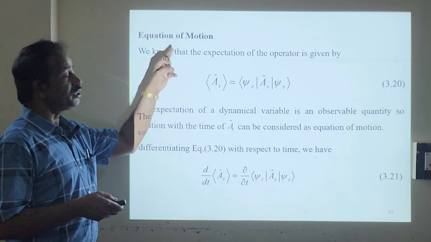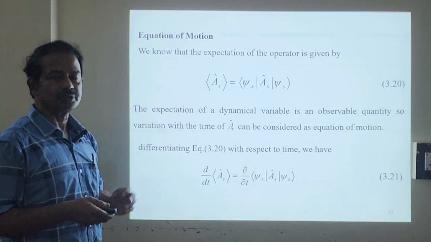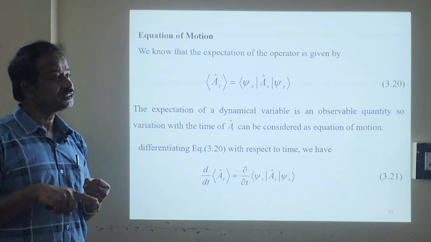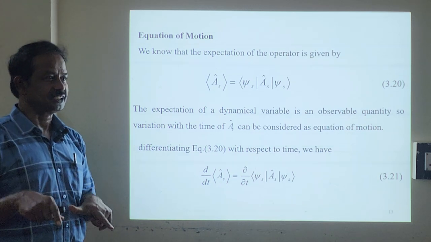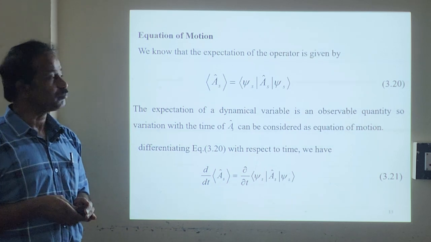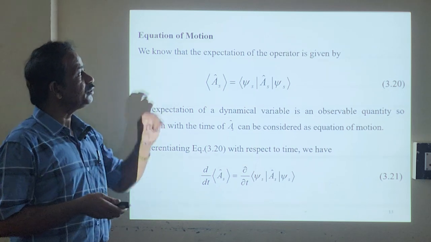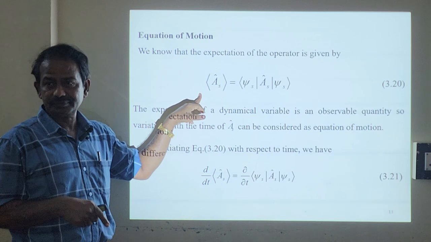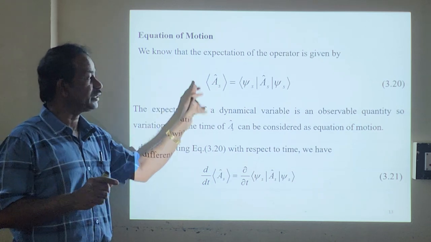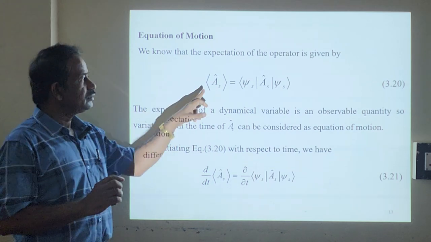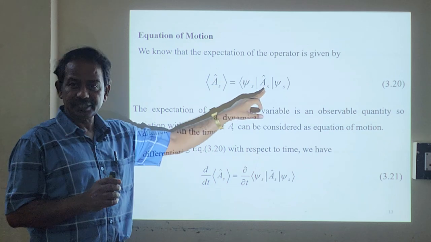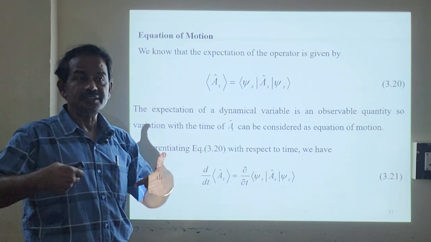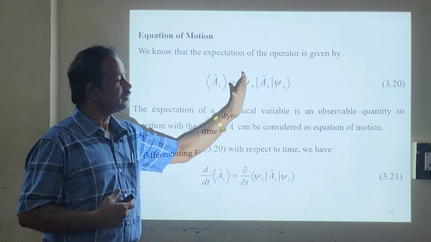Now our aim is to find the equations of motion. Correct? Equations of motion. So first one, as we said, is the wave function of the Schrödinger picture. The second one will be the equation of motion. For that we are going to have an expectation value of any dynamical operator. So just take any dynamical operator A_S. The expectation value of the dynamical operator is given by this expression. Correct? So your A_S sandwiched between bra psi s and ket psi s.